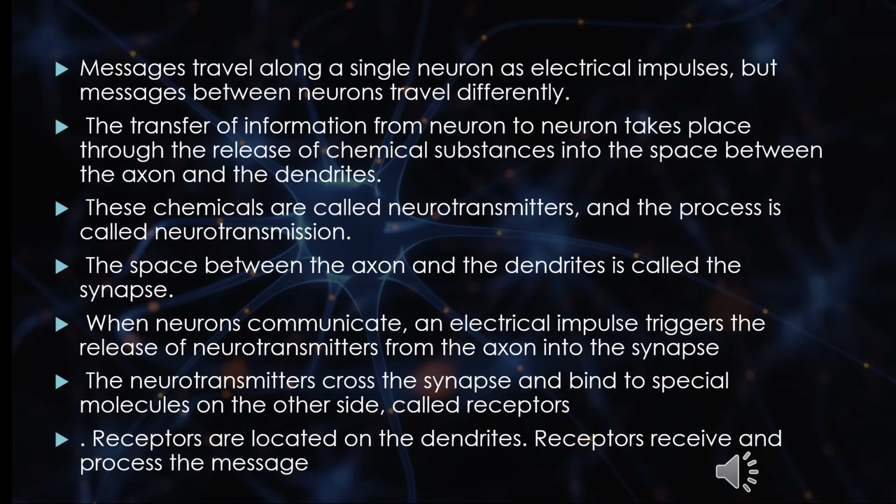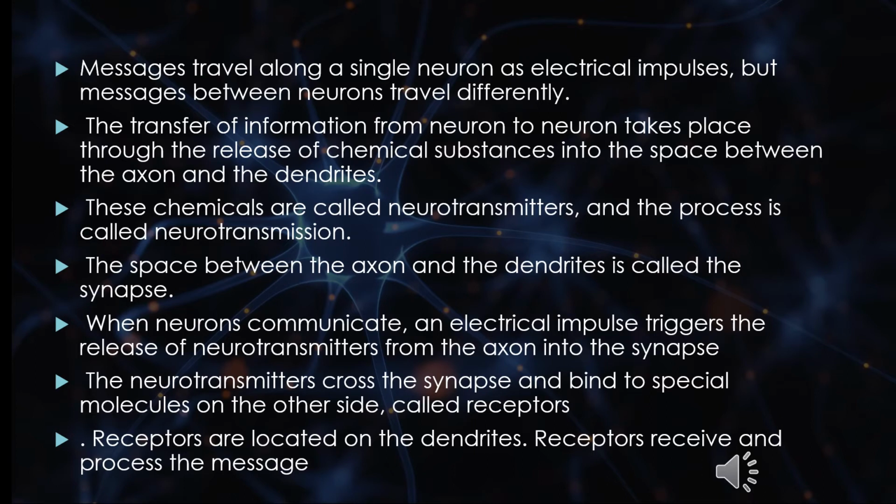Dear students, in this slide, we are discussing how messages travel between neurons. Messages travel along a single neuron as electrical impulses. But messages between neurons travel differently. The transfer of information from neuron to neuron takes place through the release of chemical substances into the space between the axon and the dendrites. These chemicals are called neurotransmitters, and the process is called neurotransmission. The space between the axon and the dendrites is called the synapse.